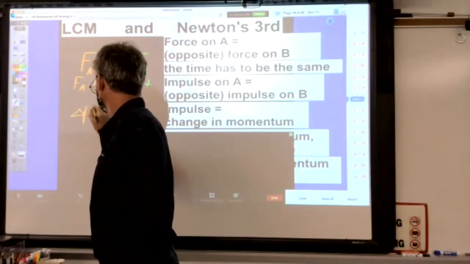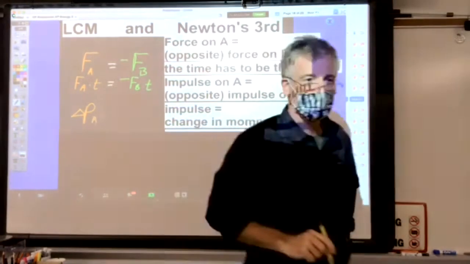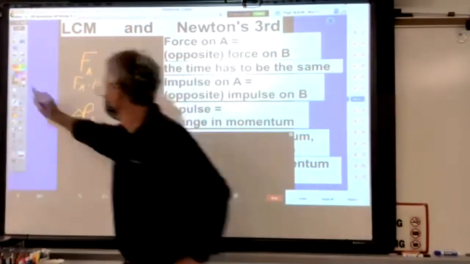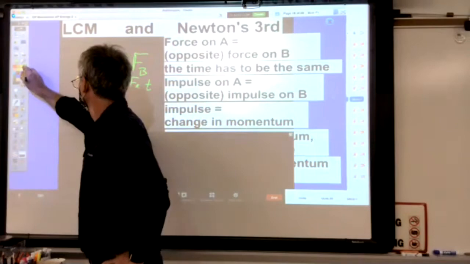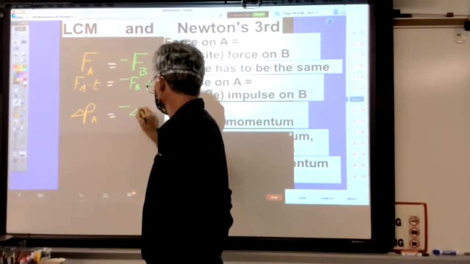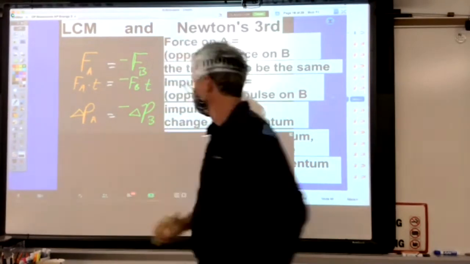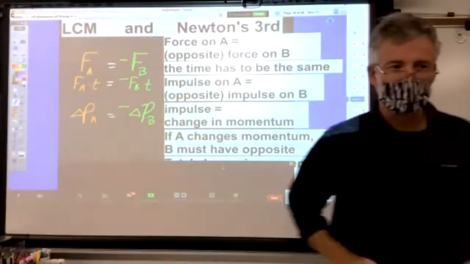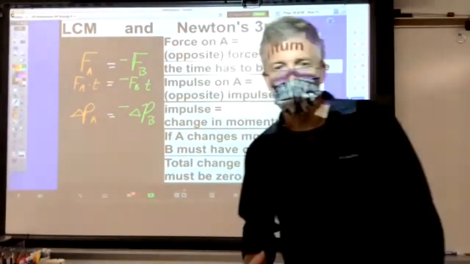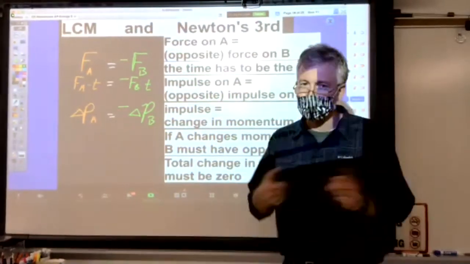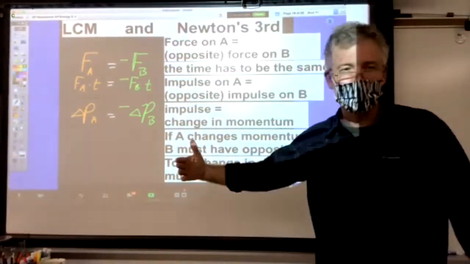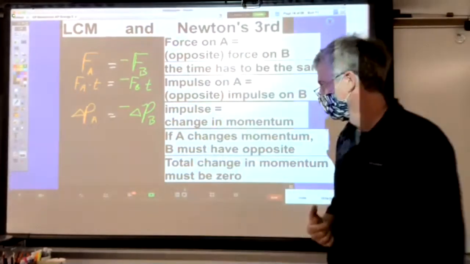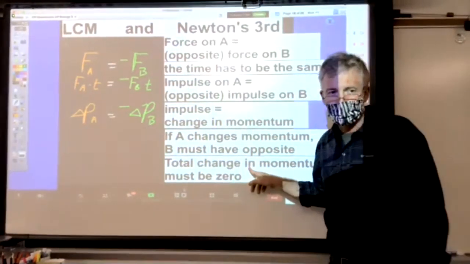So remember, p is momentum. This says the change in momentum of A has to equal the opposite of the change in momentum of B. So whatever change in momentum A has, B must have the same opposite change in momentum. No matter what the change in momentum was, B must have the negative version of that. So putting in any number for the momentum change of A, you have to have the opposite momentum change of B. So therefore, the total change must be 0.